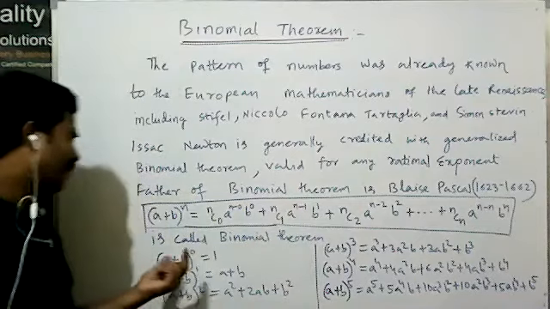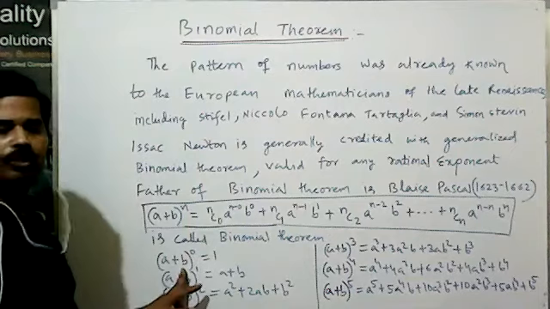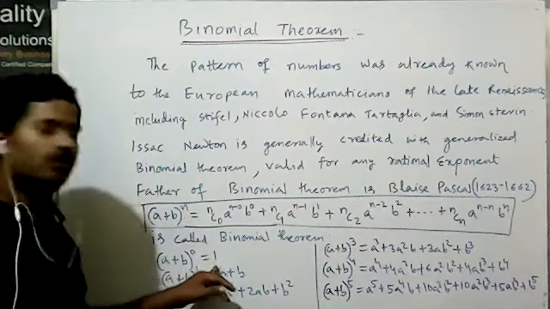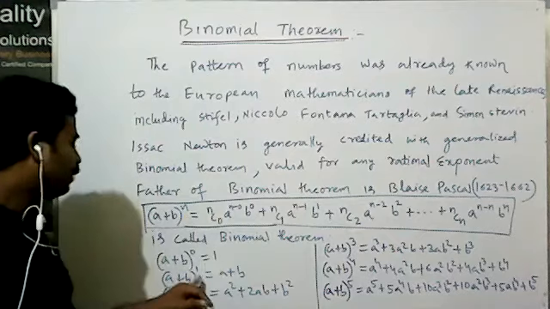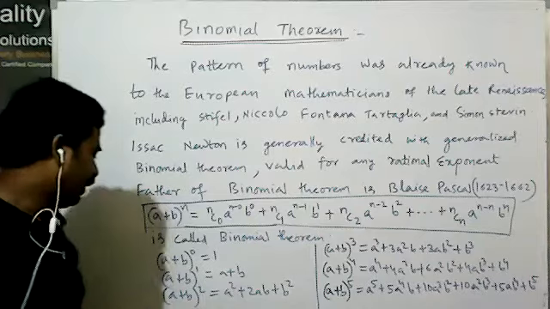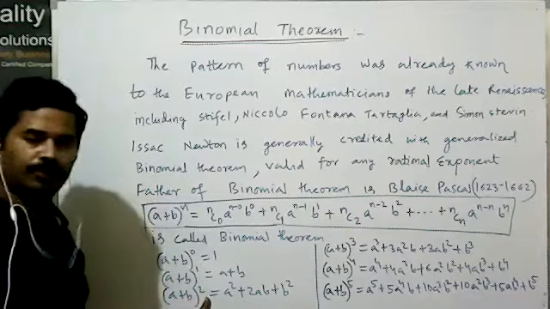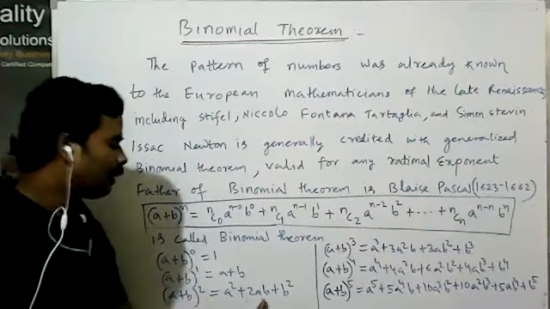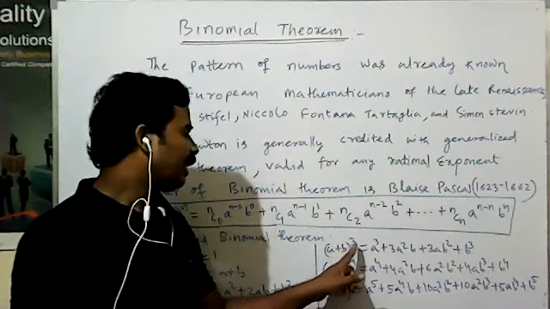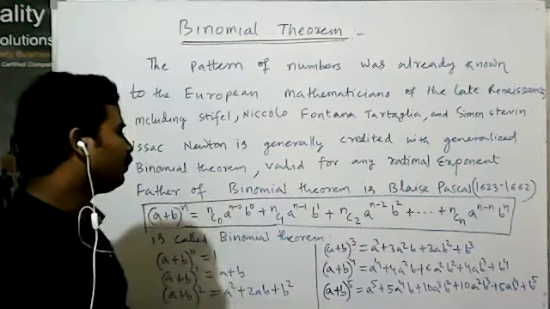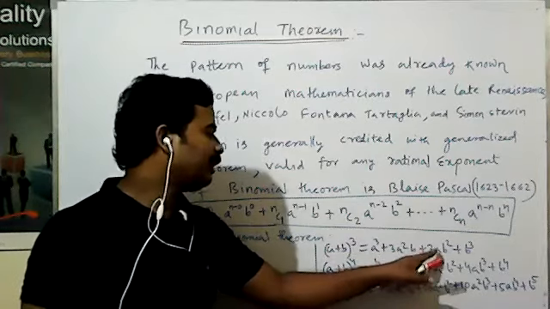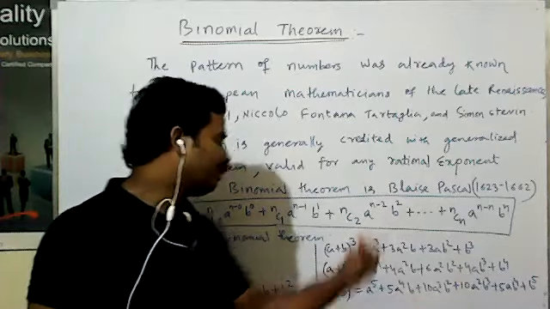Here, you know very well, a plus b to the power 0: if the exponent is 0, the value is 1. If the exponent is 1, the value is simply a plus b. A plus b whole square, you know, is a square plus 2ab plus b square. Similarly, a plus b whole cube is a cube plus 3 a square b plus 3 a b square plus b cube.